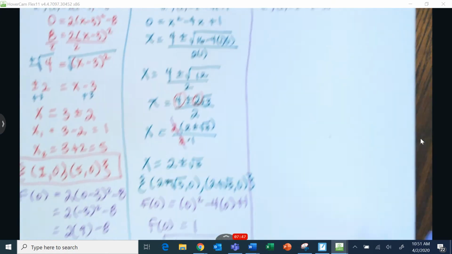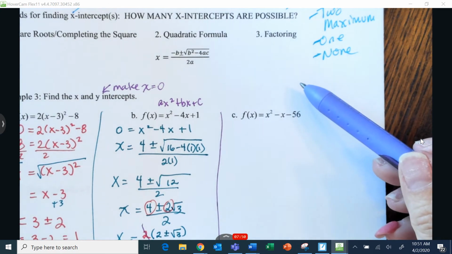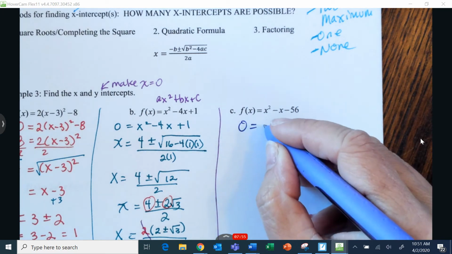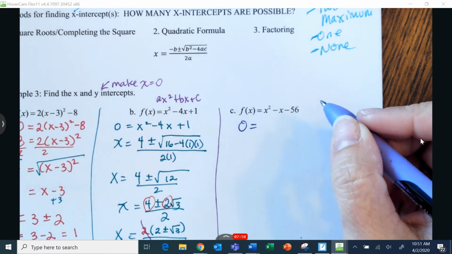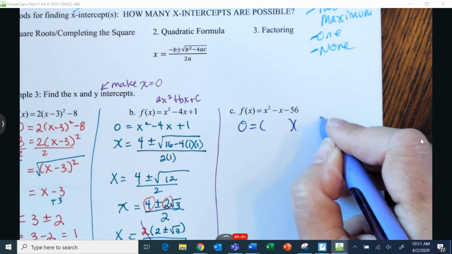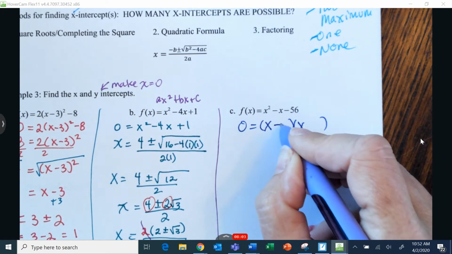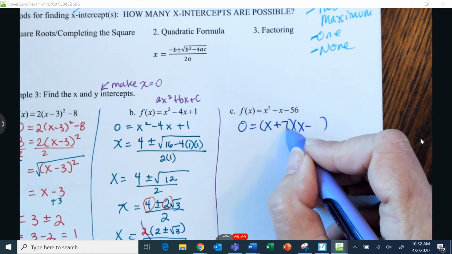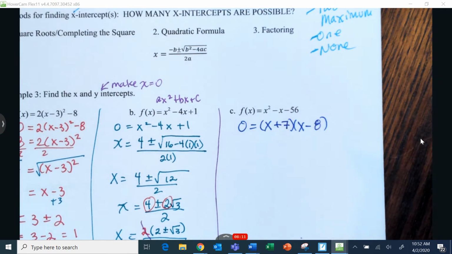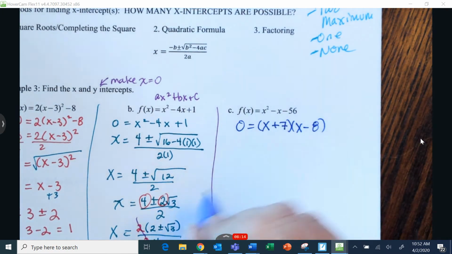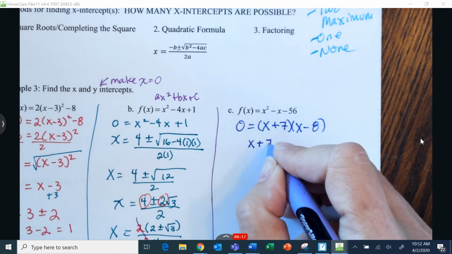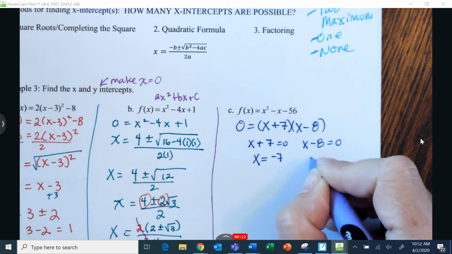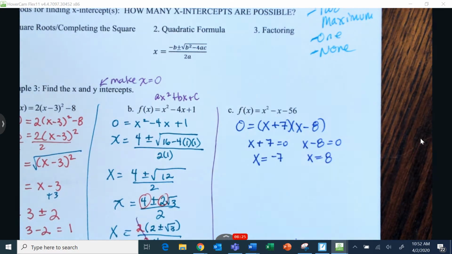All right, and then the third case would be solving by factoring. So we're going to make y equals 0, and we're going to factor x squared minus x minus 56. Now they have to have different signs. 56 would be 7 and 8, making 7 the positive and 8 the negative. And when we factor it and we set each factor equal to 0, we have our x-intercepts.